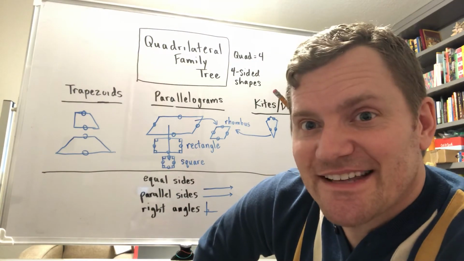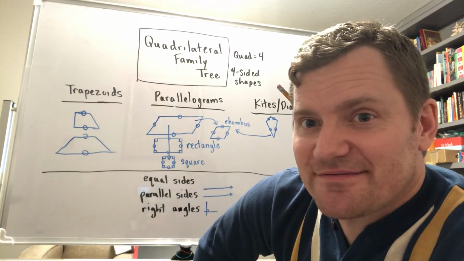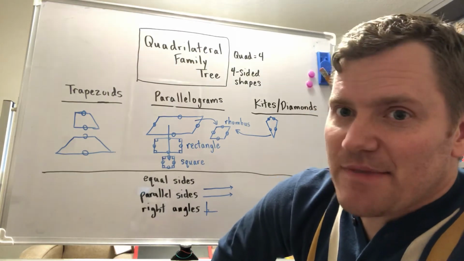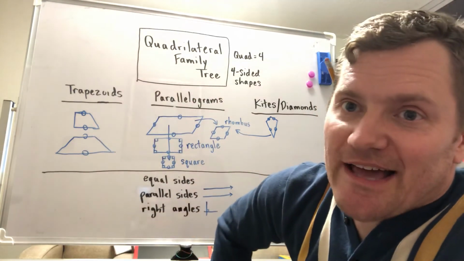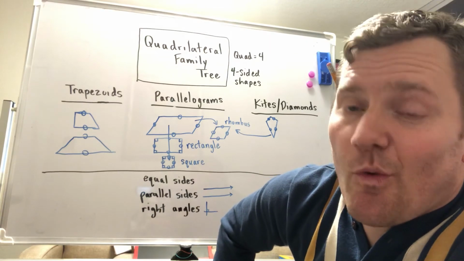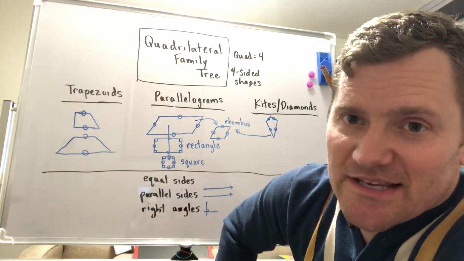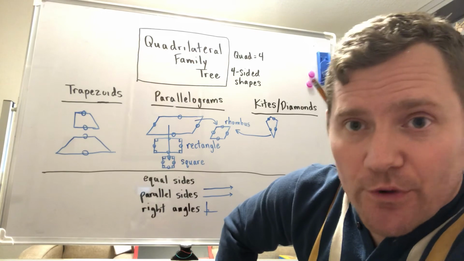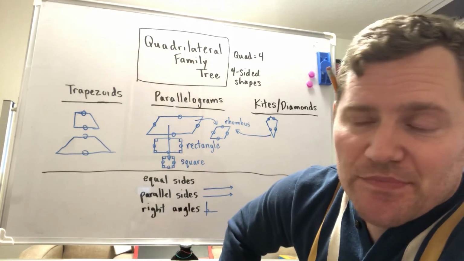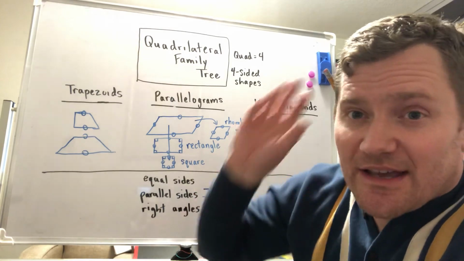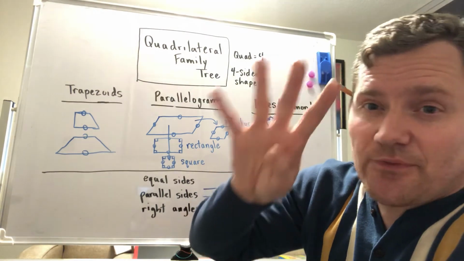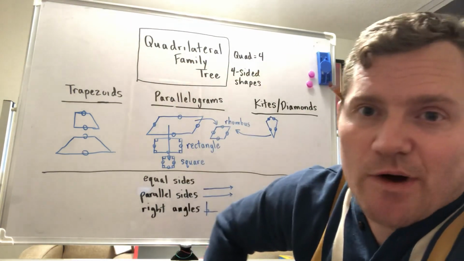How's that going? Was it too tough? Gives you something to think about. But that's where we have our quadrilateral family tree. Quadrilateral, I always think of in Spanish, the word for four is cuatro. And so quadrilateral starts with the very similar sound. And that's because any shape that has four sides is a quadrilateral.